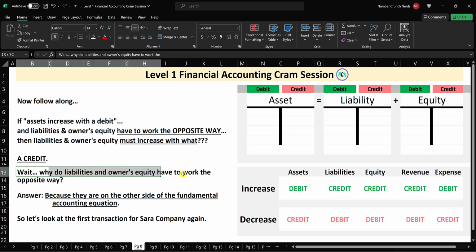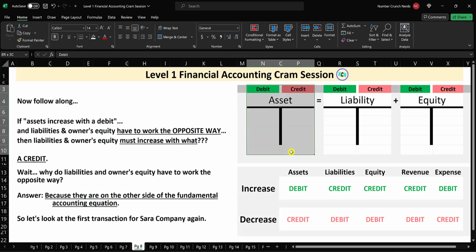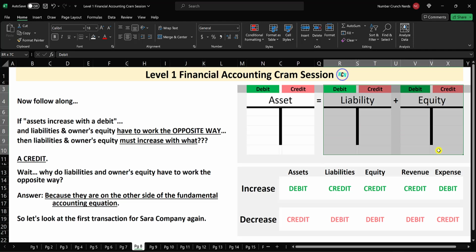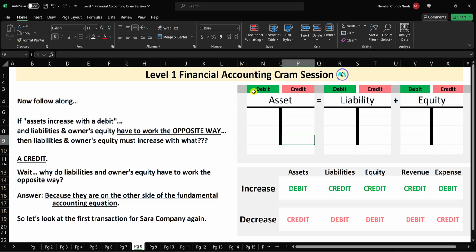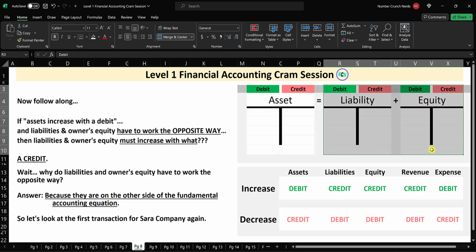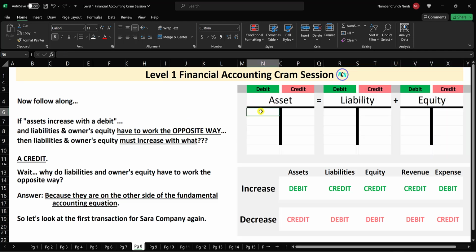But wait a minute. Why do liabilities and owner's equity have to work the opposite way? The answer is because they are on the other side of the fundamental accounting equation. Look up here. Here is assets. Assets is on the left side of the fundamental accounting equation. Here is the equal sign. These two are on the other side. That means whatever assets does, these two have to do the opposite. If the only thing you need to remember is assets increase with a debit, then immediately you know liabilities and equity must increase with a credit.